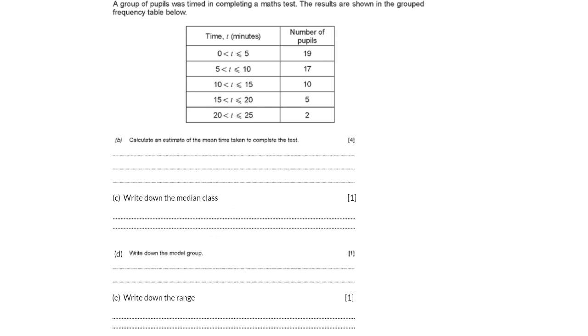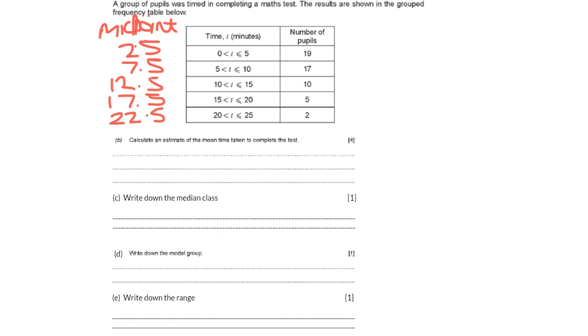We start off by finding the midpoint. That's the halfway point between 0 and 5. So that'll be 2.5. Then we find the halfway point between 5 and 10, which is 7.5. Halfway between 10 and 15, 12.5. The halfway between 15 and 20 is 17.5. And halfway between 20 and 25 is 22.5. So remember, these are midpoints.